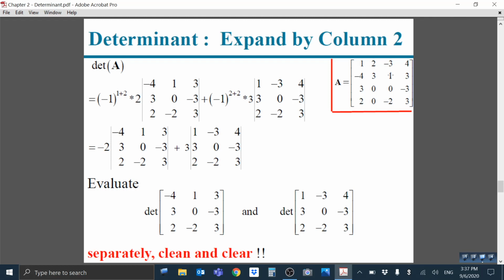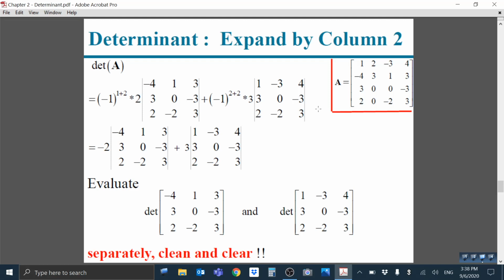Second piece in the column is entry 2, 2. And the value is 3. So I have negative 1 to the power 2 plus 2 times the entry 2, 2, which is 3, times the determinant of a smaller matrix that I get by eliminating row 2 and column 2. So I get a smaller 3 by 3 matrix, and the first row is 1, negative 3, 4, here it is. Second row is 3, 0, minus 3, here we go. And the last row is 2, negative 2, 3, here we go.